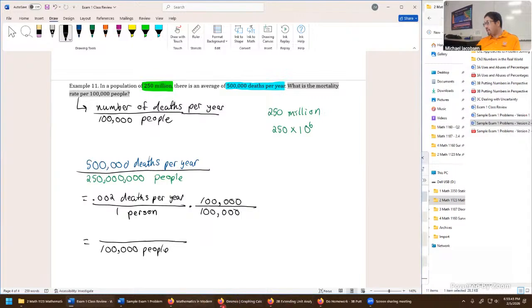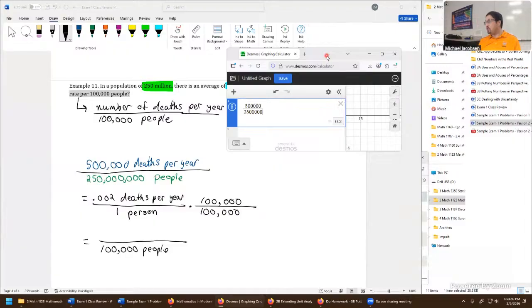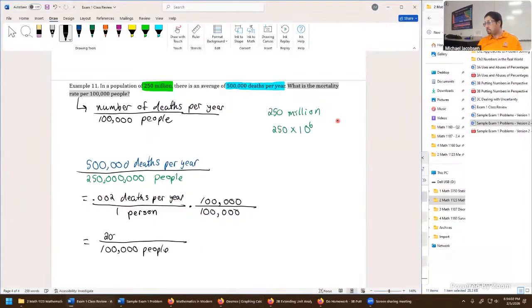But you know, just for the sake of accuracy, when there's lots of zeros getting involved, it's no harm in visualizing it this way. 0.002 times 100,000. Let me check the zeros on there. That'll give us 200 deaths. You could express the per year in this way if you like, just to abbreviate the unit. We have 200 deaths per year per 100,000 people in whatever country or population this would have been.